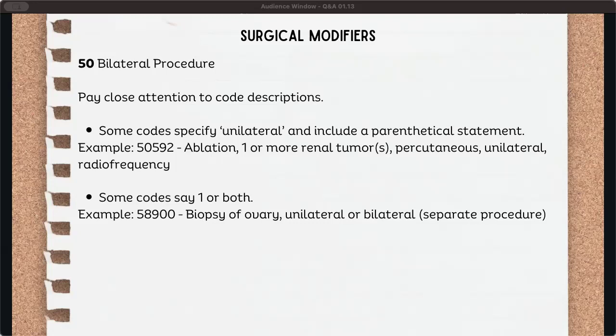But then you have another code example here, which is 58900. This is a biopsy of the ovary, unilateral or bilateral. So we are unable to use your modifier 50 on this code if a biopsy is performed on both of your ovaries.